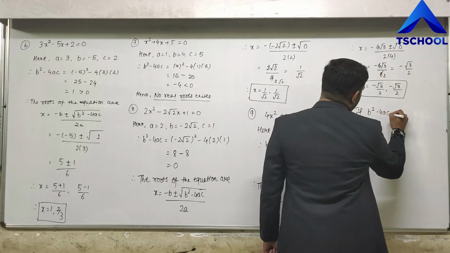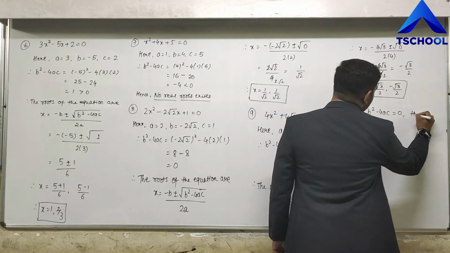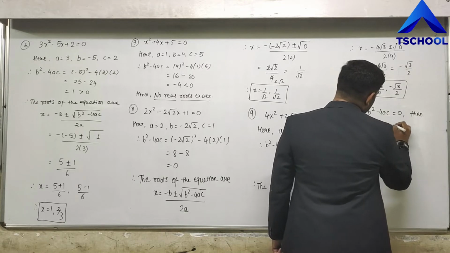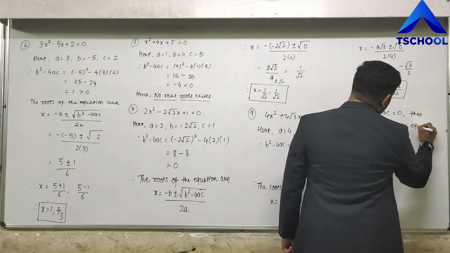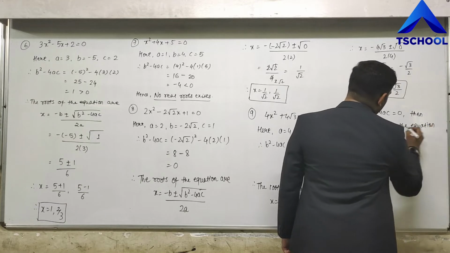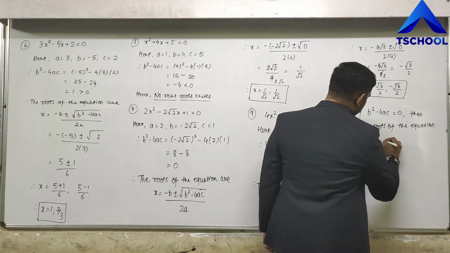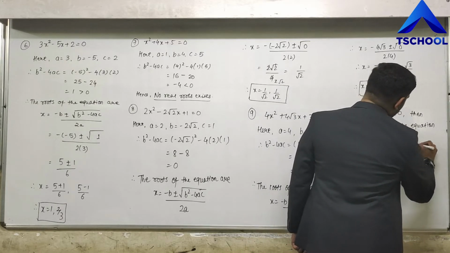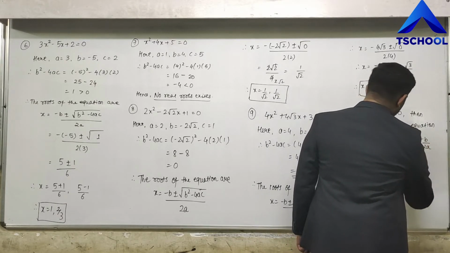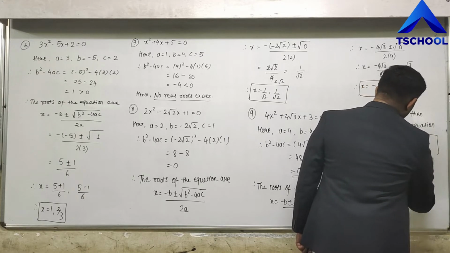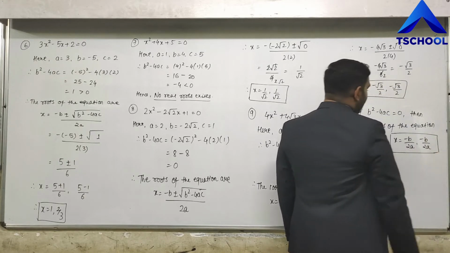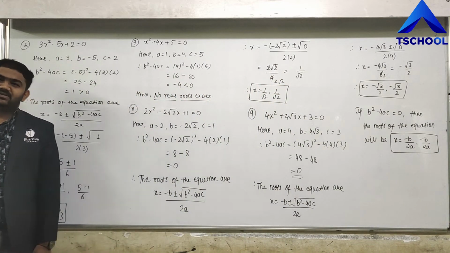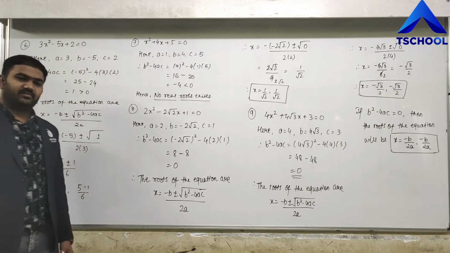if b square minus 4ac is equal to 0, then the roots of the equation will be x equals minus b by 2a, comma, minus b by 2a. This is an important formula to be remembered, as we have seen in the previous examination that the paper setter may ask you about the formulas also in a 1 mark question.